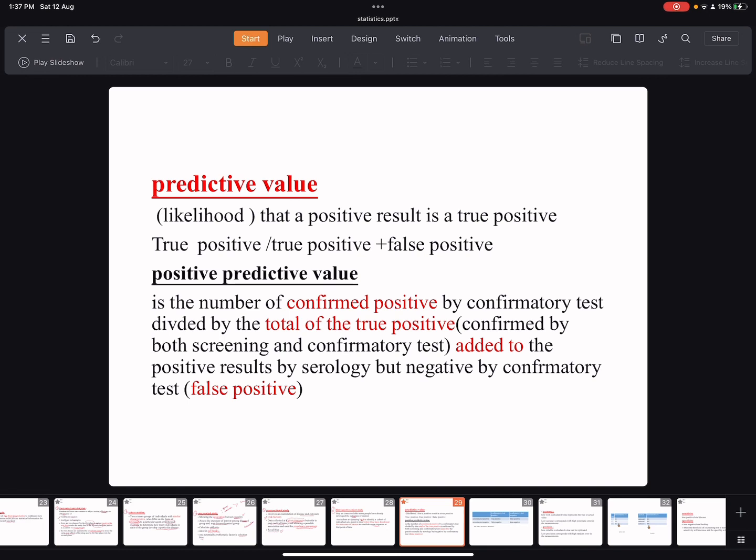If we want to calculate the predictive value or the likelihood, we are going to divide the true positives measured by the confirmatory test, which is Western blot, 15, by the 30 cases who were truly positive and falsely positive.